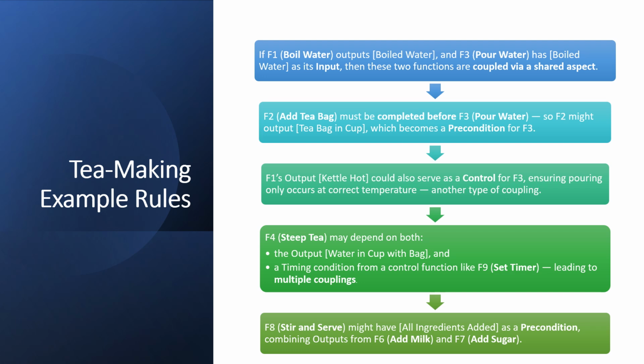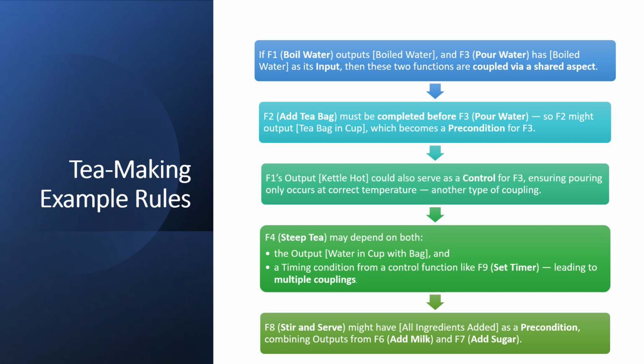Let's have a look at our tea making example and discuss the couplings. If F1, boil water, outputs boiled water, and F3, pour water, has boiled water as its input, then these two functions are coupled using that shared aspect. Let's consider F2, add tea bag. It must be completed before F3, that's pour water. So F2 might output tea bag in cup, which becomes a precondition for F3.